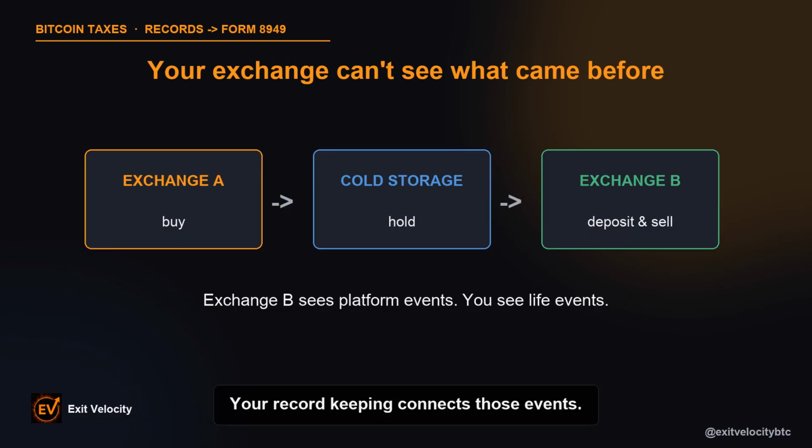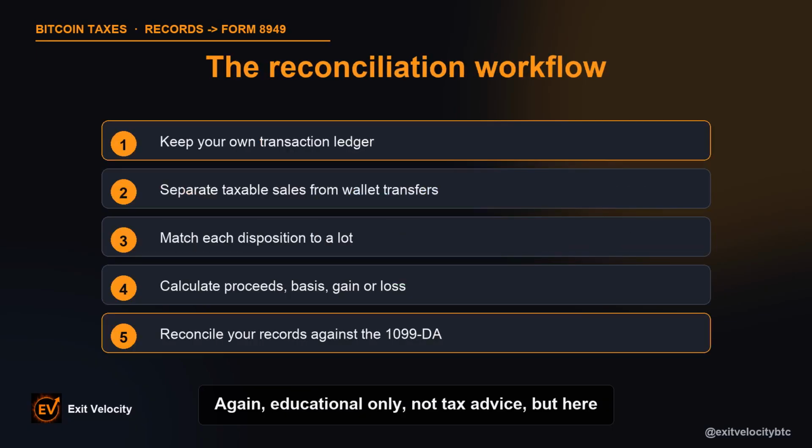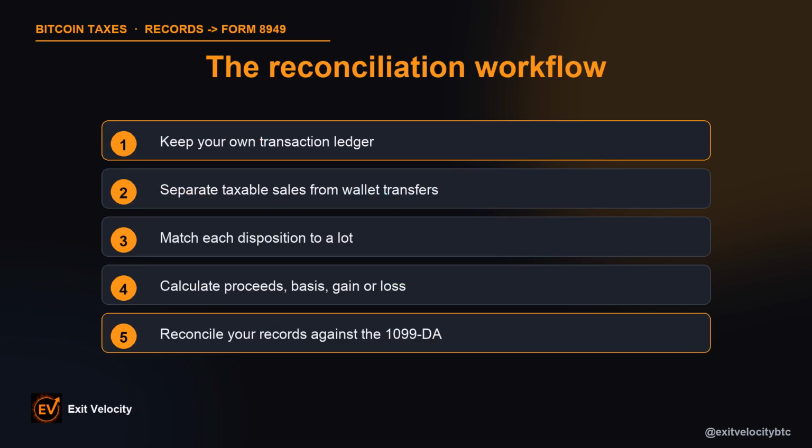Your record keeping connects those events. The exchange sees platform events. You see life events. That is the difference. So what should a normal Bitcoin holder actually do? Again, educational only, not tax advice, but here is the practical workflow.